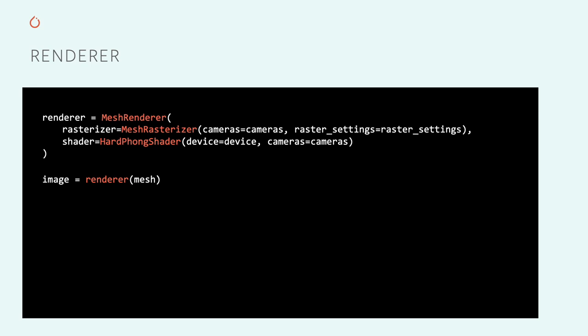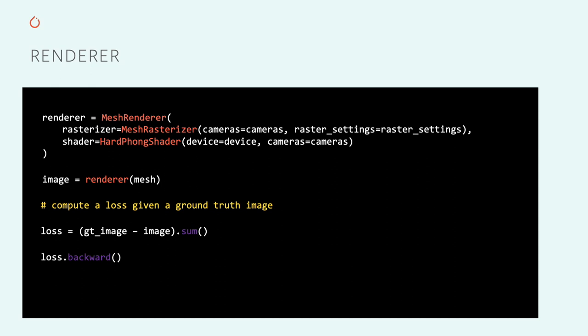Next, we initialize a renderer by composing a rasterizer and a shader. There can be many different types of shaders, and it's also very easy to create your own. If the mesh or any of the scene properties had tensors with requires grad equals true, i.e. we want to learn this parameter, we can easily backpropagate through the entire system. For example, given a ground truth output image, we can calculate a loss and then directly call backward on the loss. The tutorials have more detailed examples of learning using the renderer.